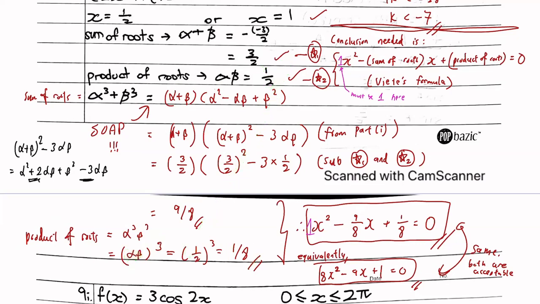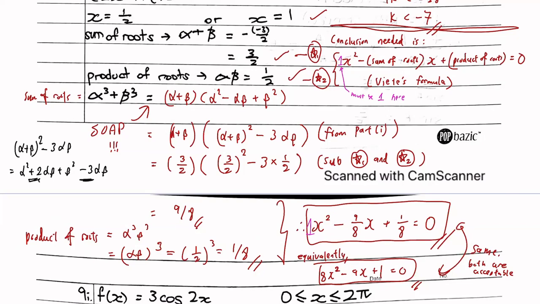Then you just sub in the formula: x squared minus sum of roots times x plus product of roots, with a 1 x squared at the front, equals 0. That's your answer. You could also multiply throughout by 8. You get 8x squared minus 9x plus 1. Equivalent. Both are acceptable. Is that okay? Okay, yeah. So moving on.